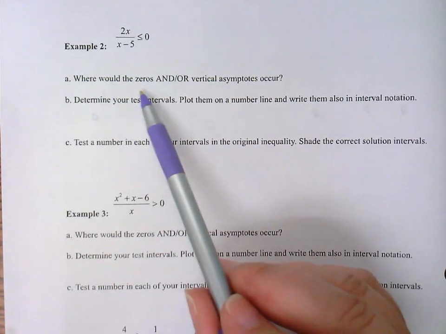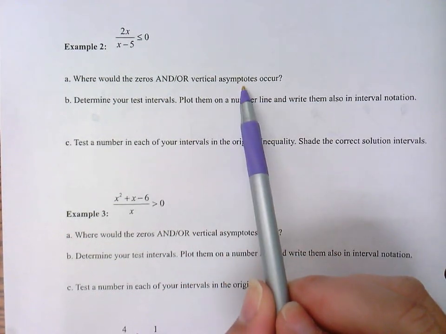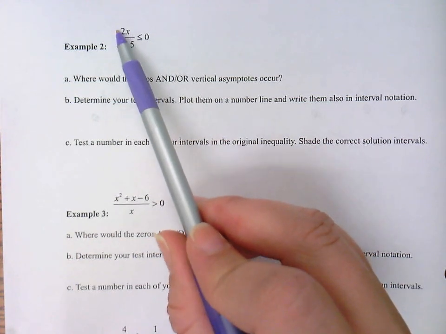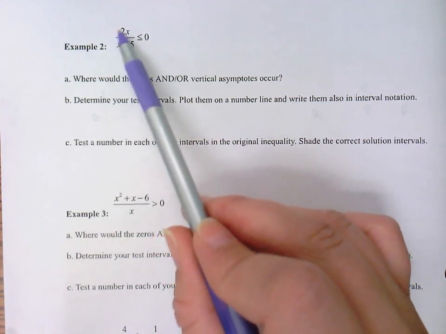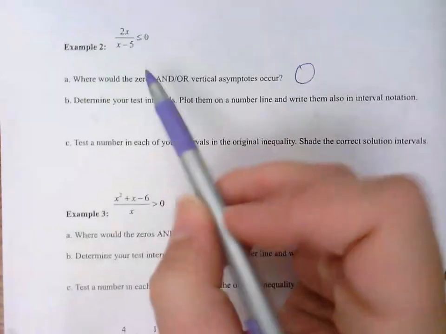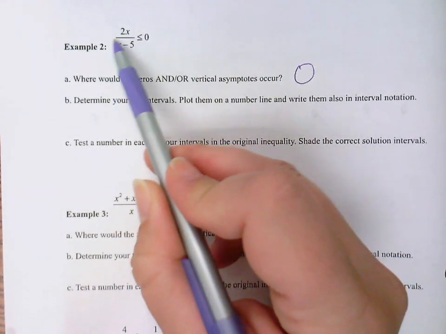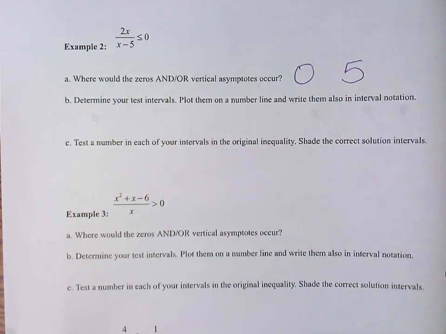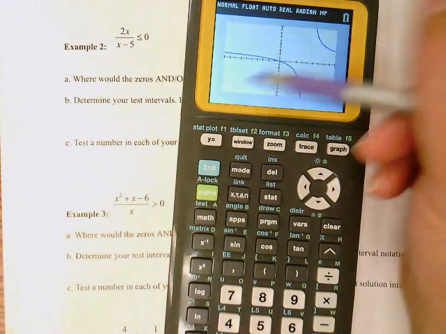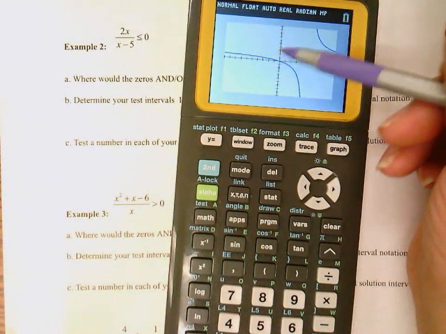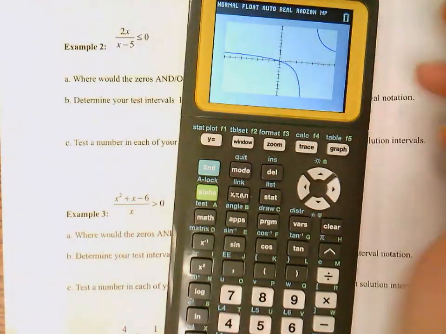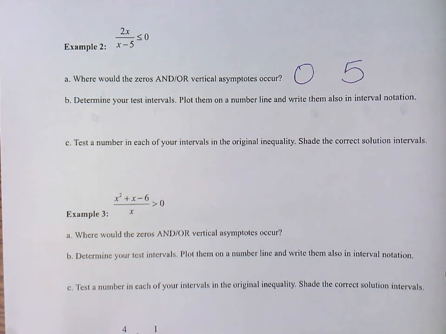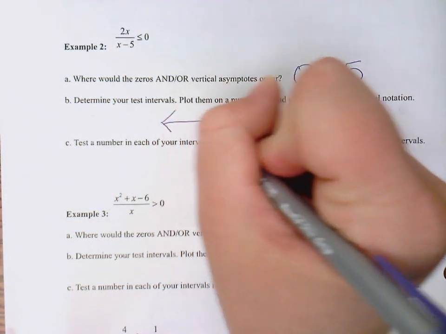Let's see, where would my zeros and vertical asymptotes occur? It looks like I have a 0 at 0, right? Because 2 times 0 is 0. And I have a vertical asymptote at 5. So this graph is changing signs at 0 and at 5. I can see that on my graph. So determine my test intervals.